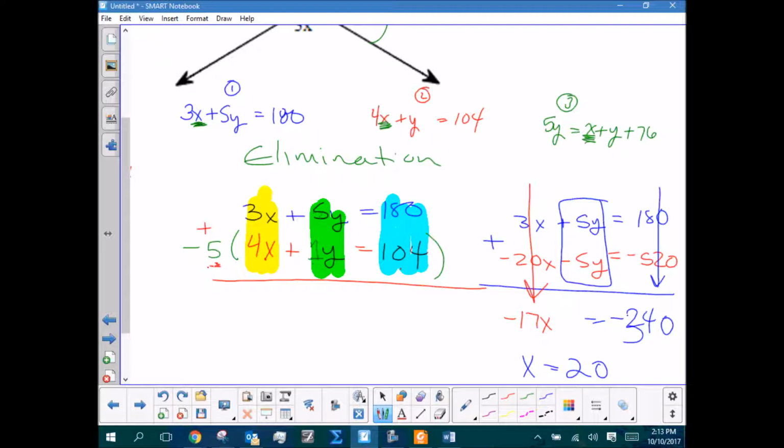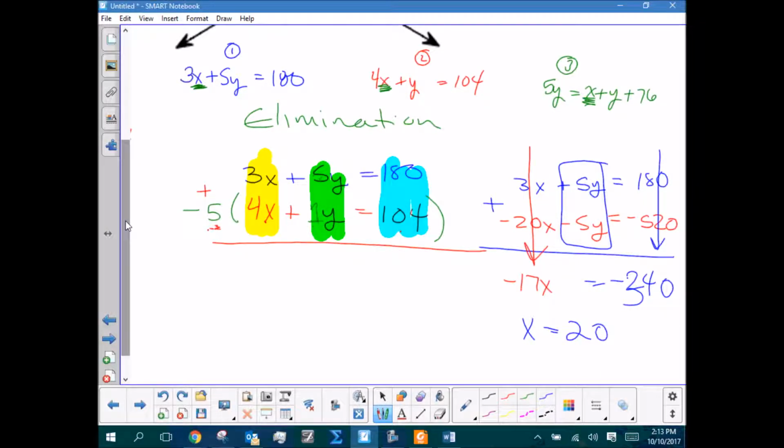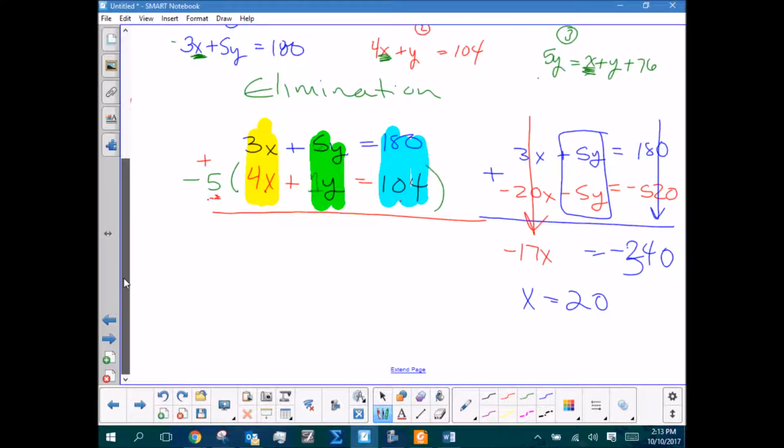So I'm going to substitute that in. I try to think about which one's going to be a little bit easier to deal with. This doesn't look too bad. I probably won't use that one, it just looks uglier than these two, I think. So I'm just going to plug into the first one. It ultimately doesn't matter. If I plug that 20 in, 3 times 20 plus 5y equals 180. We get 60 plus 5y equals 180. So 5y then is equal to 120.